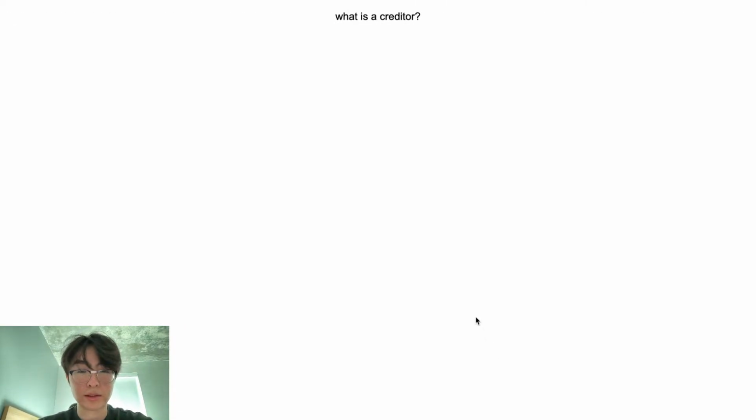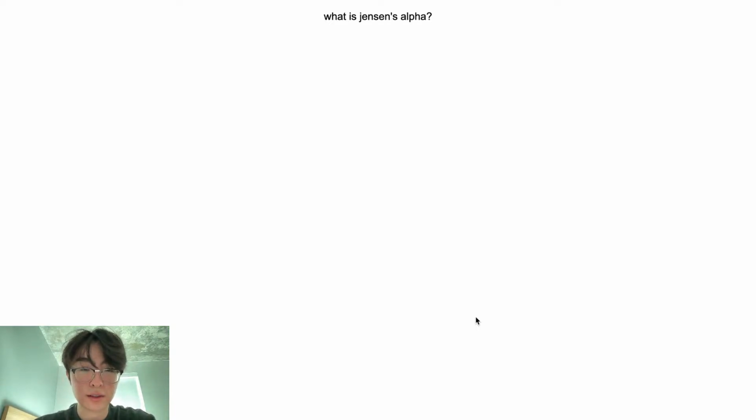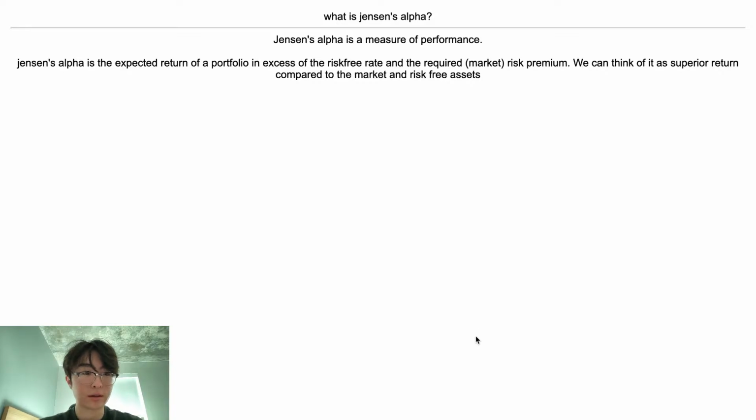A creditor is someone who is lending money. Jensen's alpha is a measure of how much some type of portfolio or asset is doing better than the actual market and the risk-free rate.